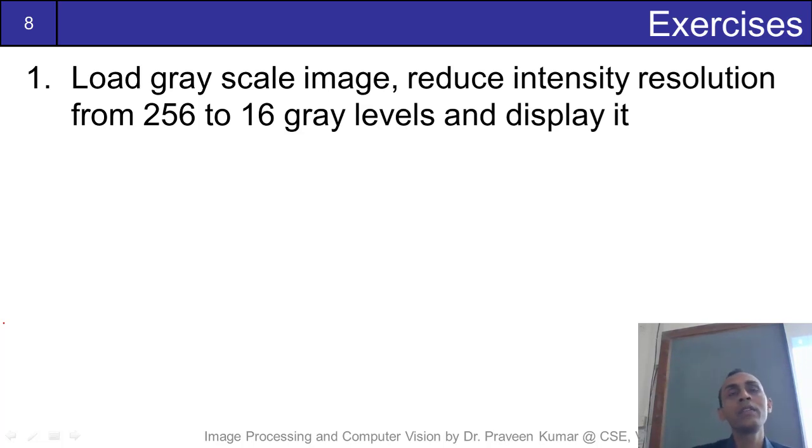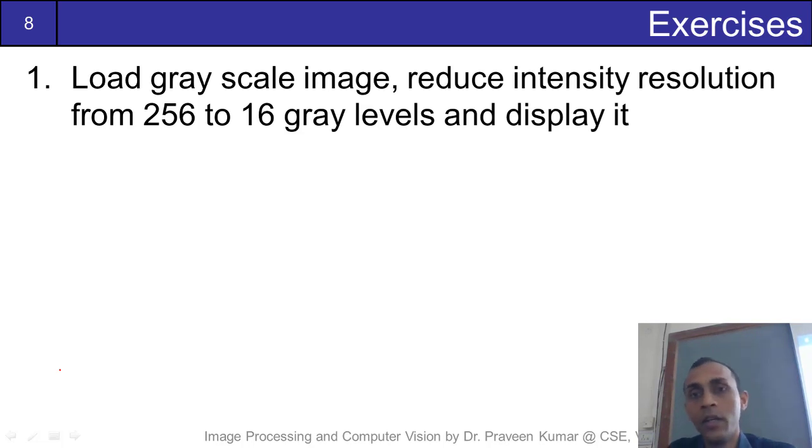Let us say we want to reduce the intensity resolution. Instead of 256 gray levels, I want to just use 16 gray levels. Let us say I just want to reduce the storage requirement, so I want to reduce from 256 to only 16 gray levels. How will you do that? So what will be the arithmetic operation? Divide by 16. Let me explain for others.